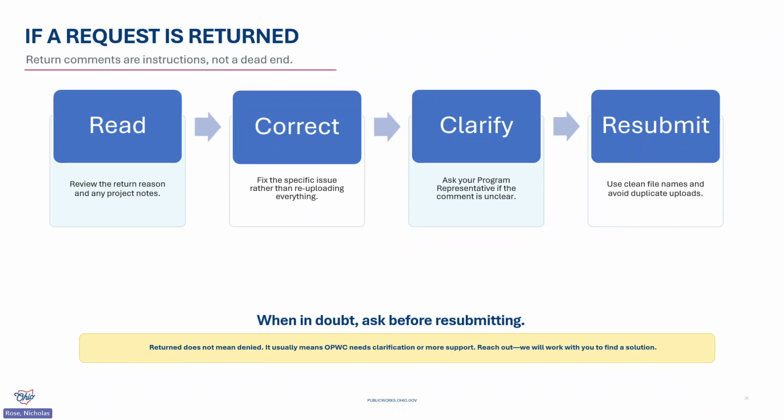WorksWise will not allow you to create a new disbursement request on the project if another disbursement request is in either new status or submitted status. So you always want to be cognizant of those statuses.